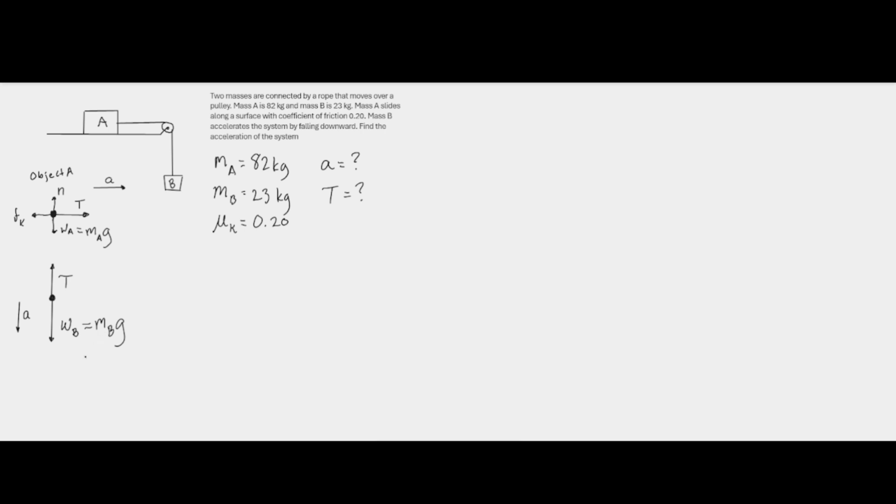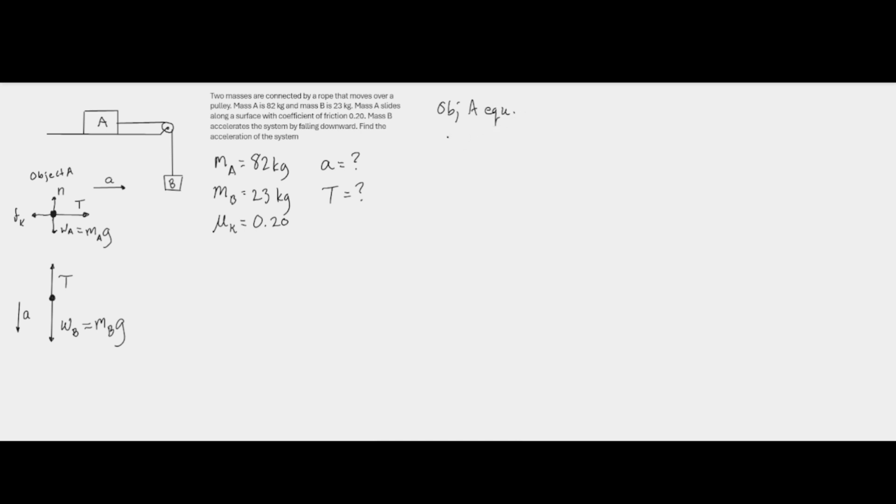And now I can start writing the individual force acceleration equations for each object. We're going to have two equations for object A, because it's working in the vertical and the horizontal directions. And then we're going to have one force acceleration equation for object B, because it's only working in the vertical direction. So I'll start with object A. So these are the object A equations.